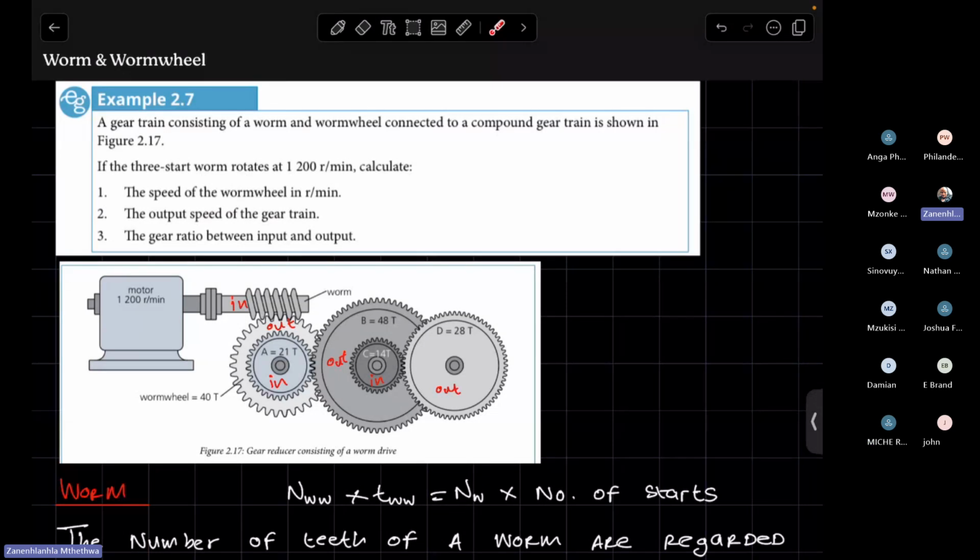Yes, sir. And then if you're asked to calculate the velocity ratio, gear ratio, or mechanical advantage, remember I said that is one and the same thing for gear systems. If you're asked to calculate the gear ratio between the input and output, again, you look at where the input shaft is fitted. It's fitted onto the worm. So essentially, the input rotational frequency would be that of the worm, and the output rotational frequency would be that of gear D.